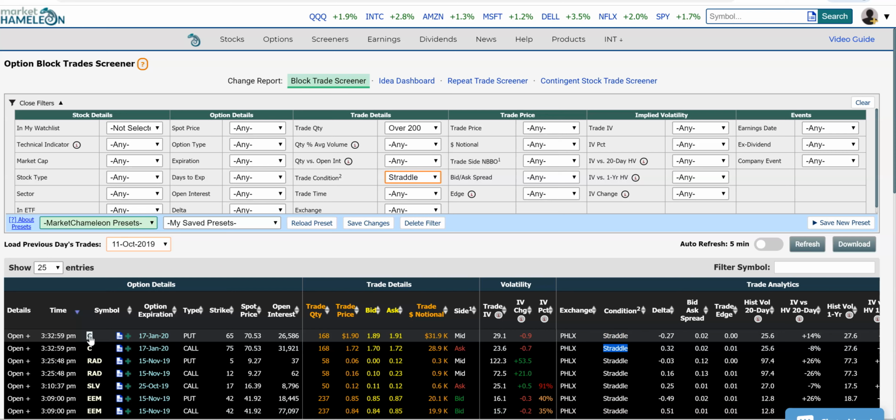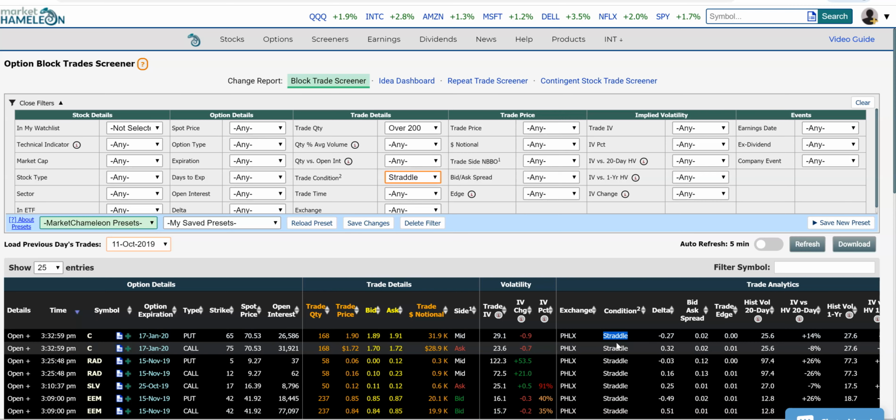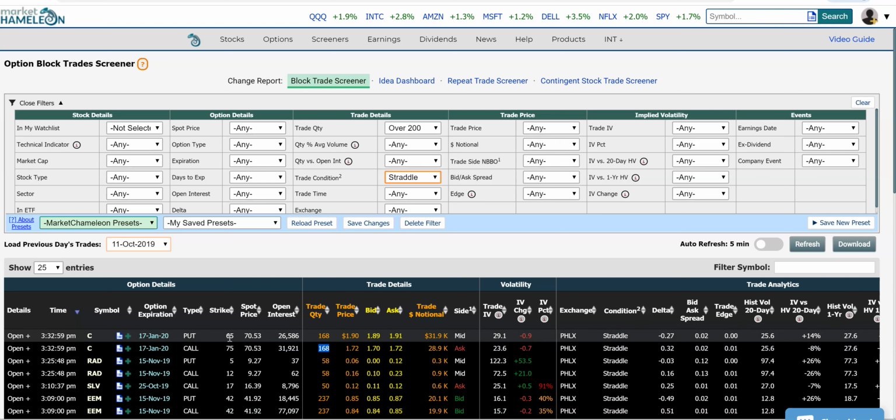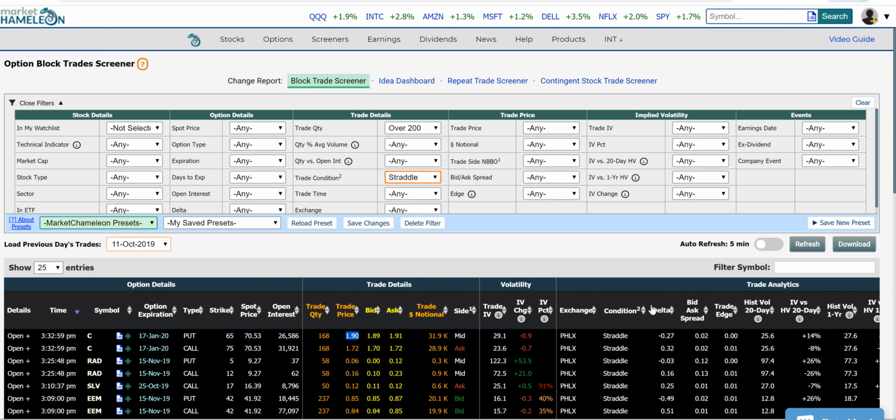Over here, we see in Citigroup at 332.59, two trades happened. They were both trade condition straddle. So 168 of the calls traded for $1.72, while 168 of the 65 puts traded for $1.90. So these two are part of the same trade.